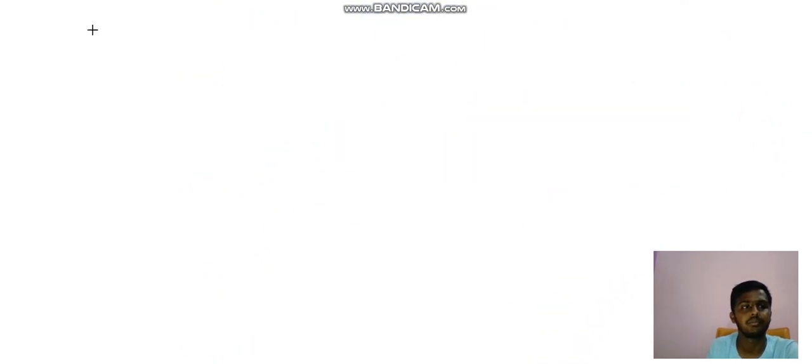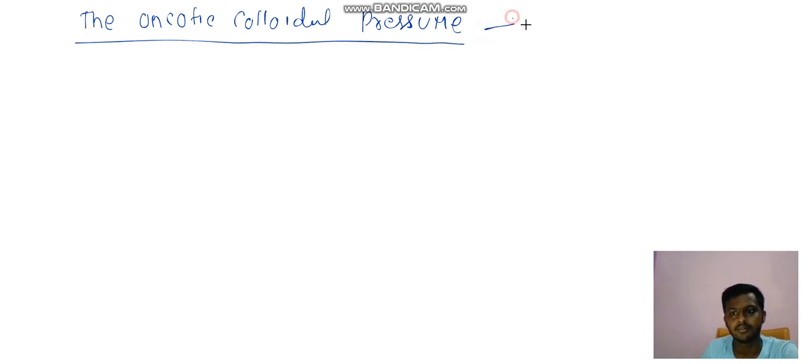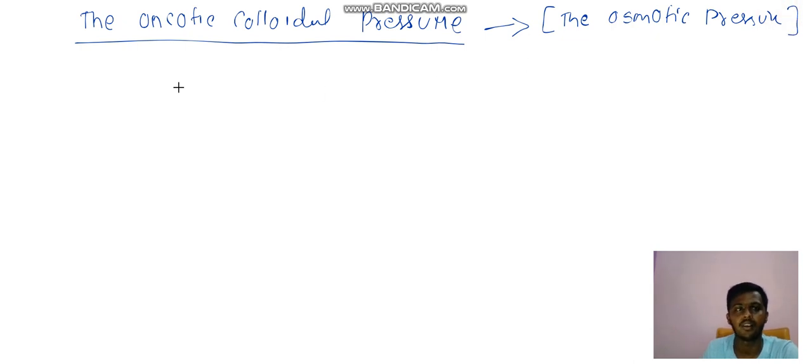Second is the oncotic colloidal pressure. What is this oncotic colloidal pressure? You know what oncotic colloidal pressure is? This is the osmotic pressure. The osmosis will happen. Okay, the osmosis will happen. Where will osmosis happen?